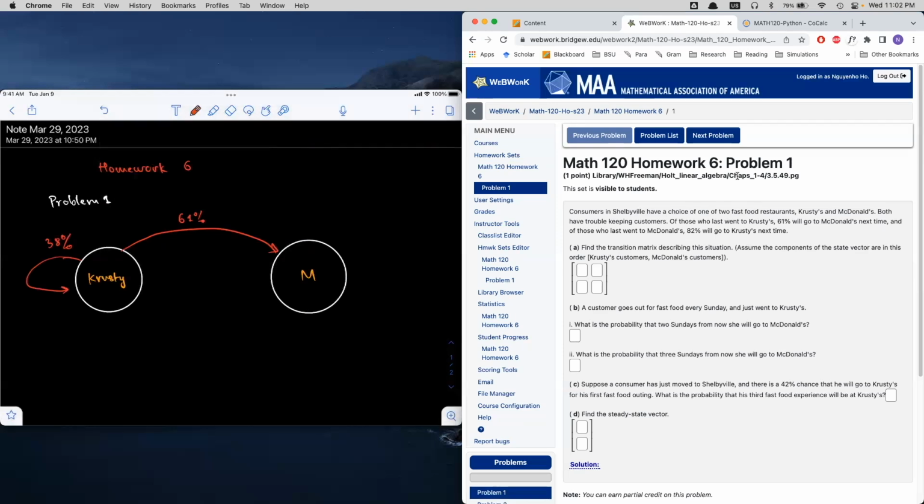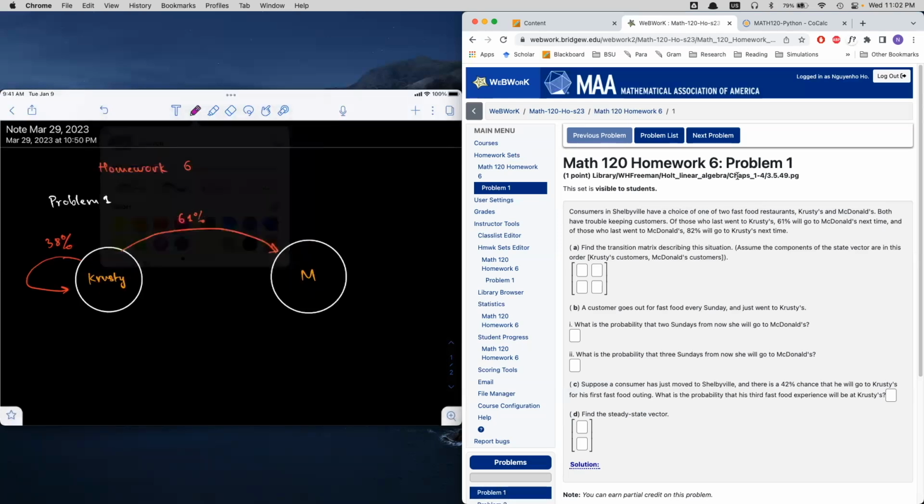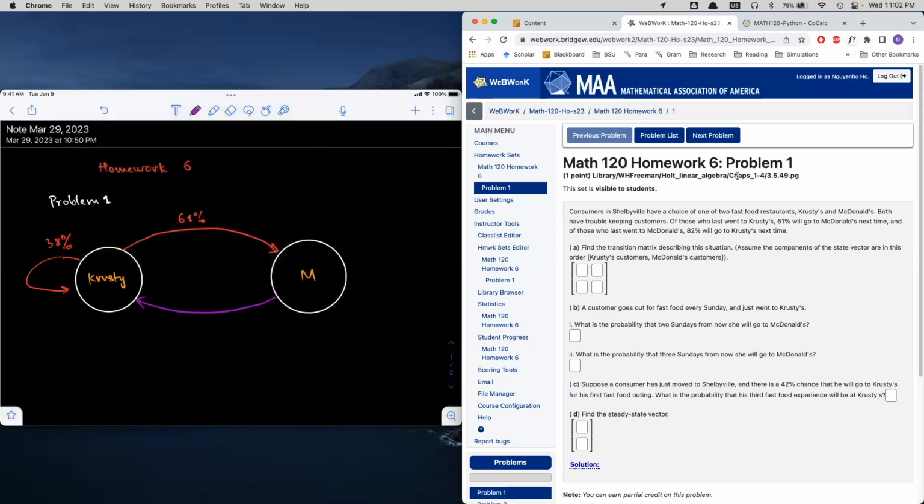Okay. Now, of those who went to McDonald's, there's 82% will go to Krusty next time. Let me use a different color here. So 82% going from McDonald's to Krusty next time. But of course, there's still 18% of people who went to McDonald's will go back to McDonald's next time. So this is basically the setup. Right. So you are given the information. Now you transfer the information into the schematic.